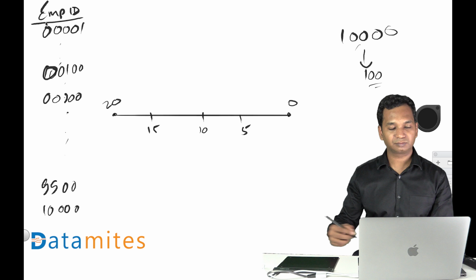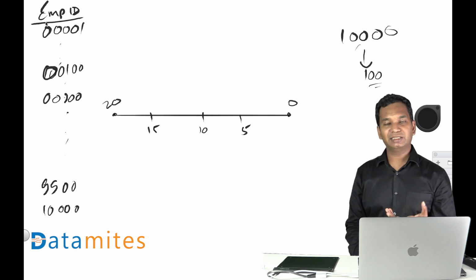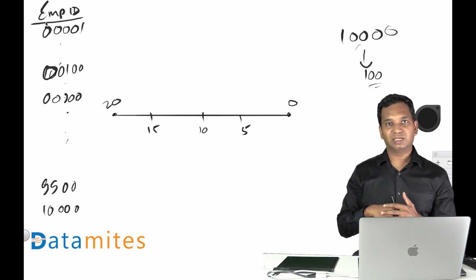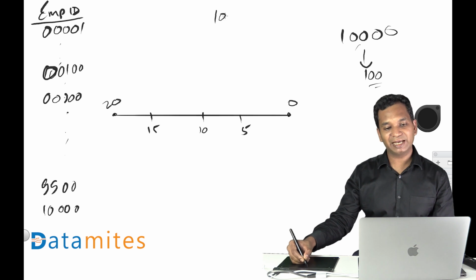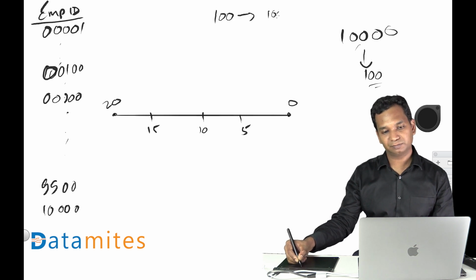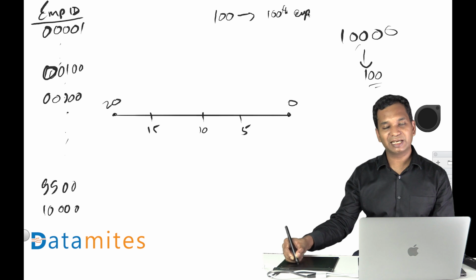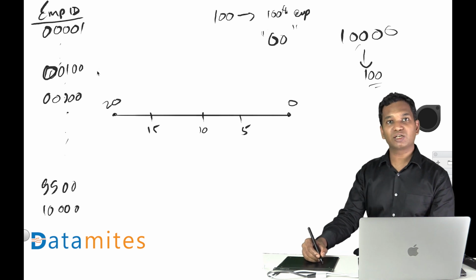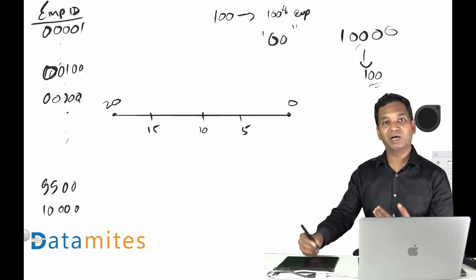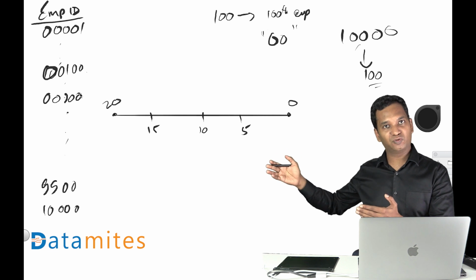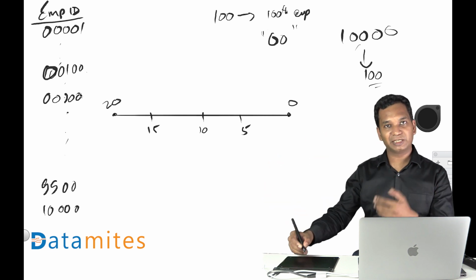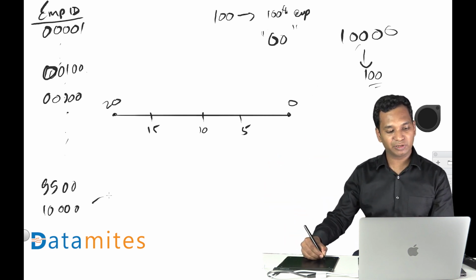So what I can say is, okay, you know what, starting from 100, I need every 100th employee. Which means employees whose ID ends with 00. So whom do you get? You get the employees with IDs like 100, 200, 300, 400, and so on and so forth, till 10,000. So if you count it, you'll get about 100 employees.